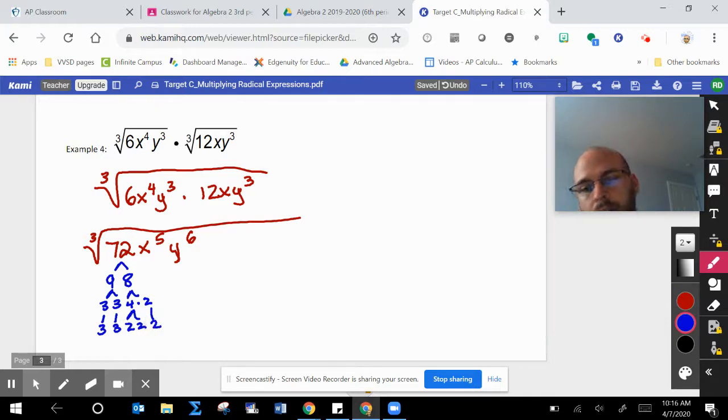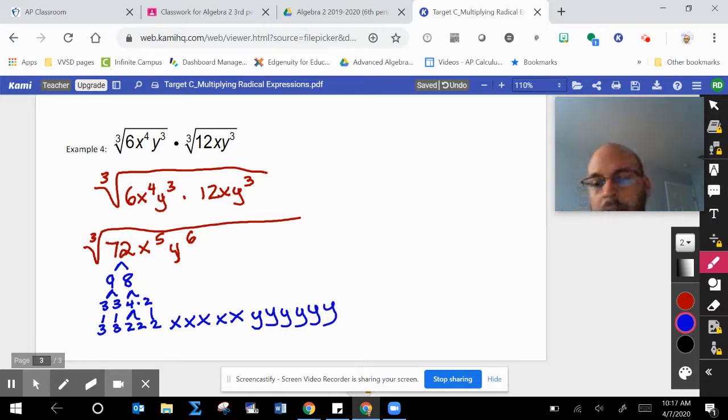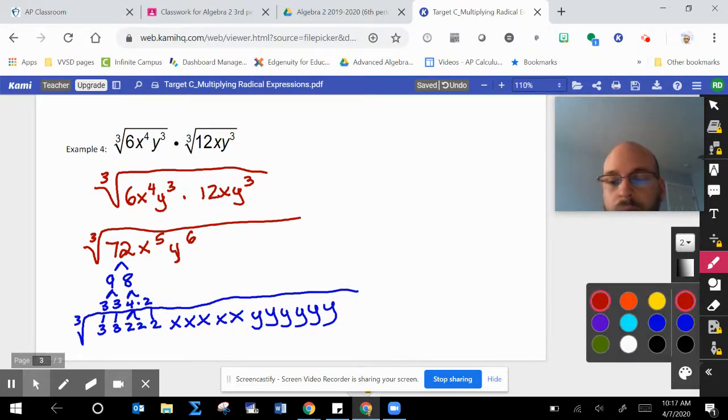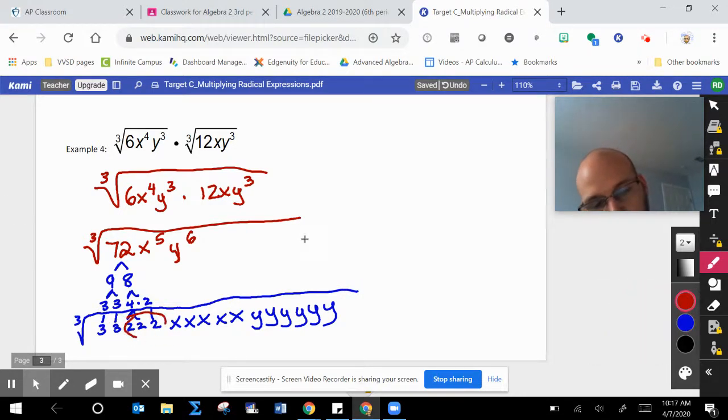Now, I also have 5 x's: 1, 2, 3, 4, 5. And I have 6 y's: 1, 2, 3, 4, 5, 6. And I am taking the cube root of this problem, so I'm looking for groups of 3. I have a group of 3 2's. I have a group of 3 x's. I have a group of 3 y's. And actually, I have a second group of 3 y's. So all of those things are the things that come out.